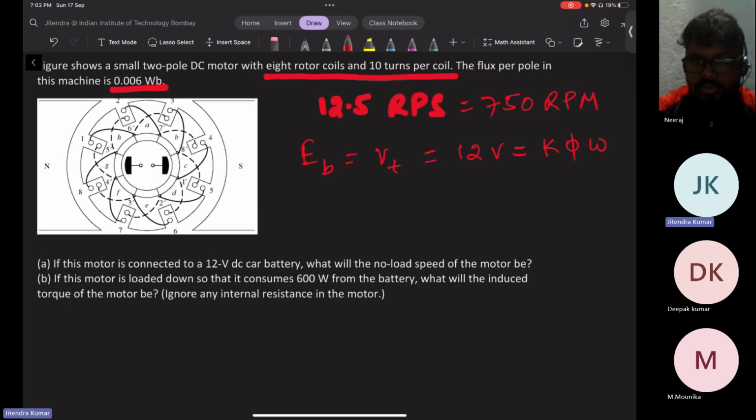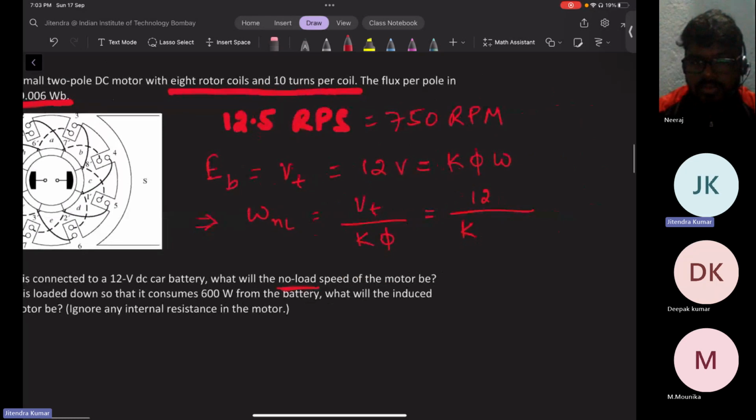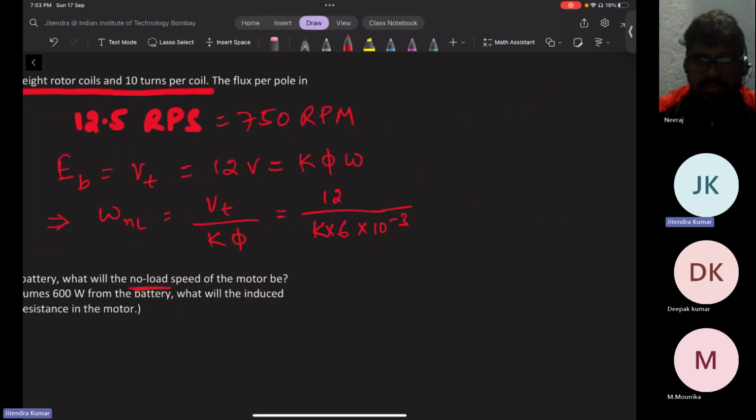Now we have to calculate this no load speed. I can write omega no load is equal to Vt by K phi. Vt is 12. K we don't know. Phi we know, 6 milliweber. Now we have to identify the value of K, then we will be able to solve this problem. So what will be the value or expression of K?